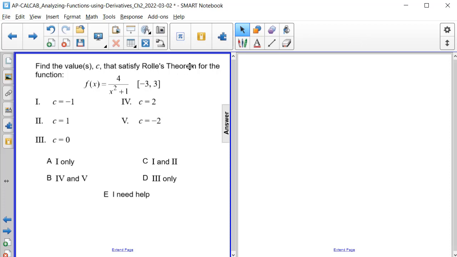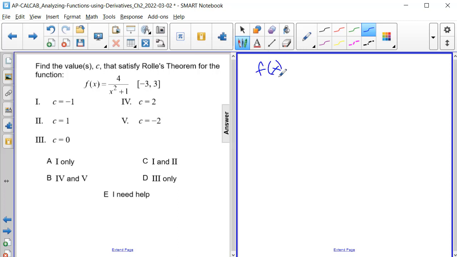Find the value or values of c that satisfy Rolle's theorem for the function f of x is equal to 4 divided by the quantity x squared plus 1 on the interval from -3 to +3. All right, so the first question is, is our function continuous?